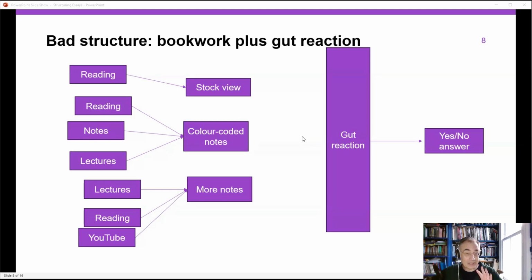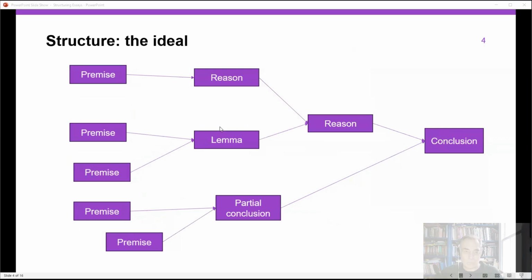If you find that you've written one of these, what do you have to do? Well, you have to think, okay, I now know what my preferred answer is. I now know what I feel about this. So what you then have to do is rewrite the first 3.5 pages so that all of that academic work pushes towards, makes some contribution towards reaching your preferred answer. You turn 3.5 pages of bookwork and half a page of gut reaction into one of these, right?